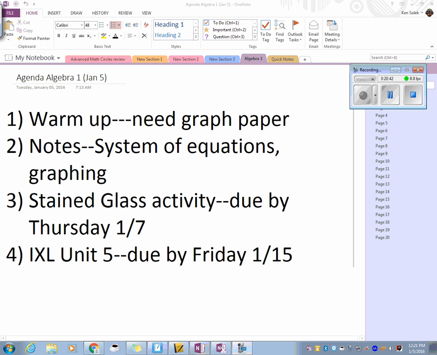Here was our agenda for today. We turned in our 3 warm-up questions. We completed our notes on systems of equations. These are posted online. With this, your staying class activity is due by the end of class on Thursday. You'll have a little bit more time to work on it, but we have to cover direct and inverse variation. And finally, your Unit 5 IXL assignment, the first Unit 5 part is due next Friday.